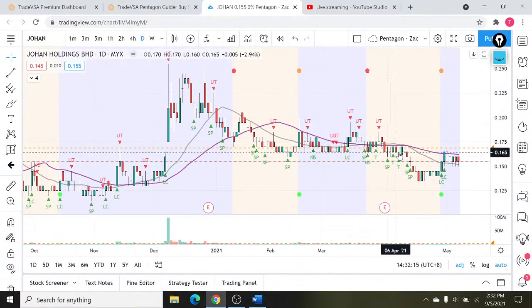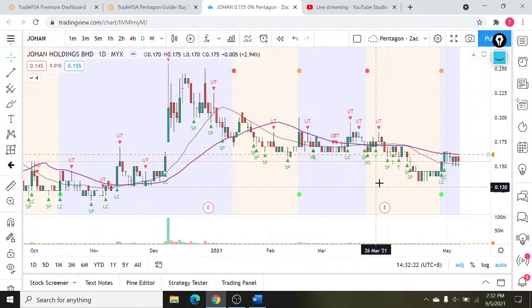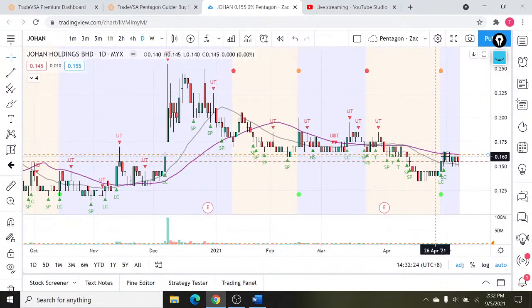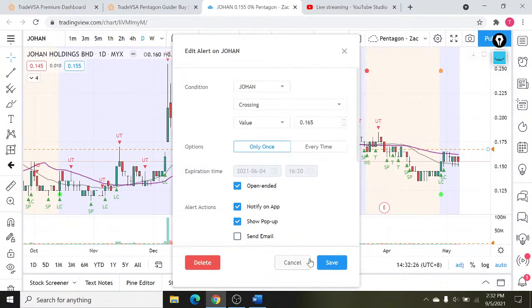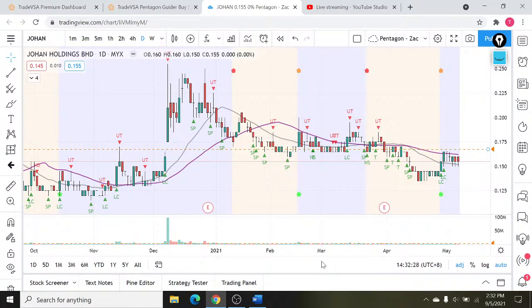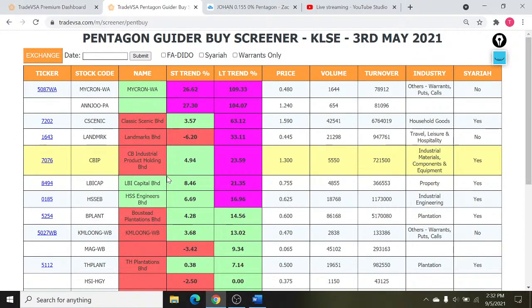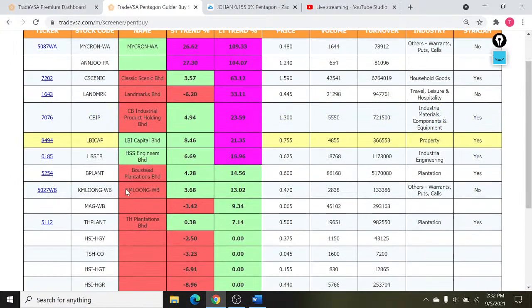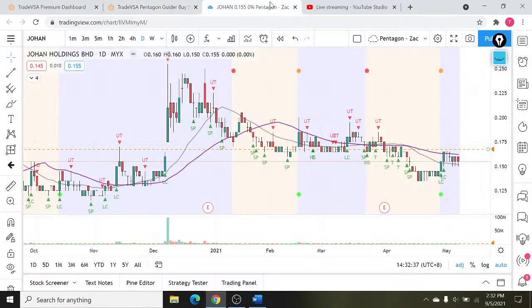I entered somewhere around 165, I think, but it dropped, so I just cut. Now it seems like it's trying to cross back, but I'm just going to put it on my list and wait for it to go back up and test. Then I'll consider again whether I want to look for an entry for Johan or not.